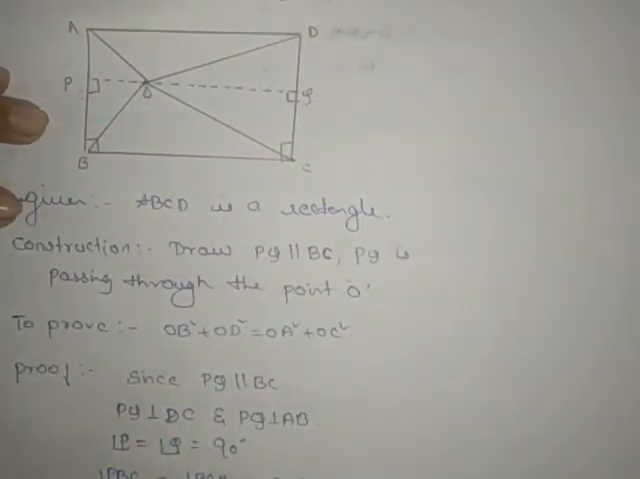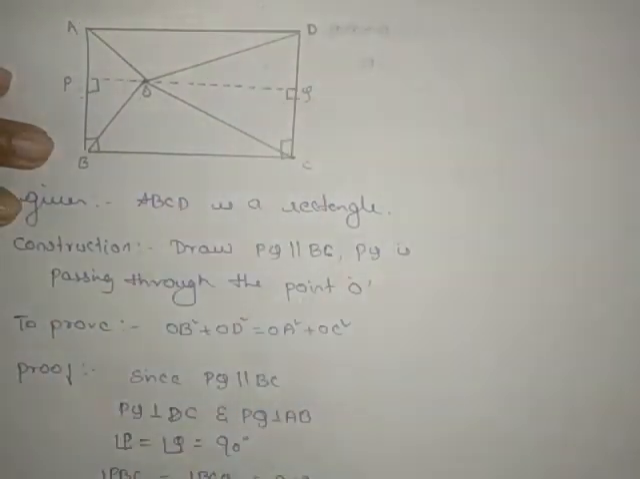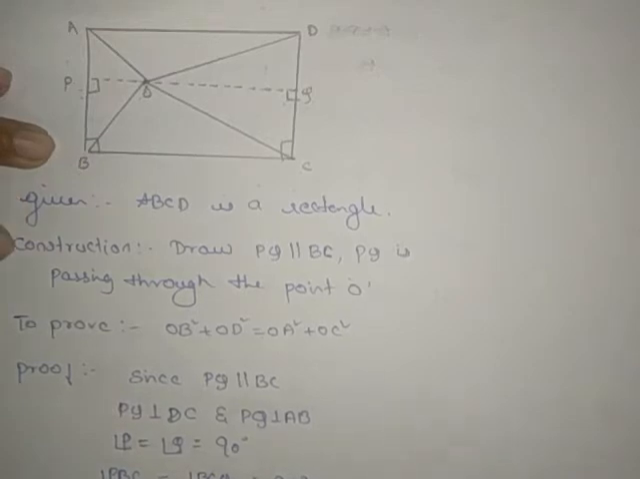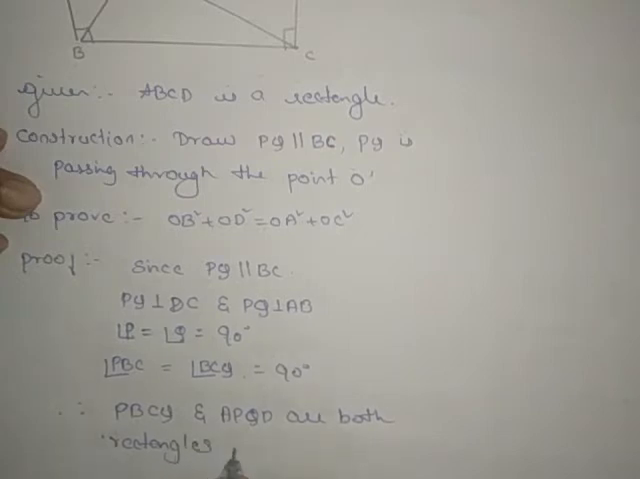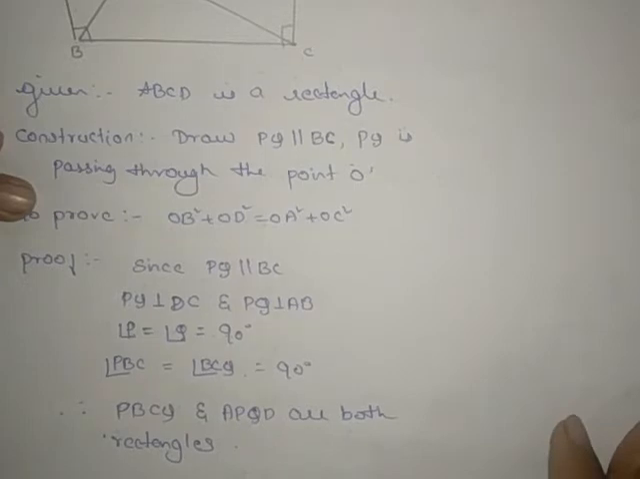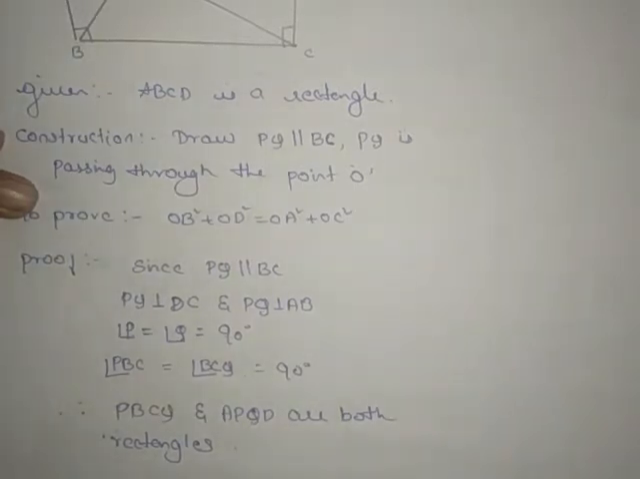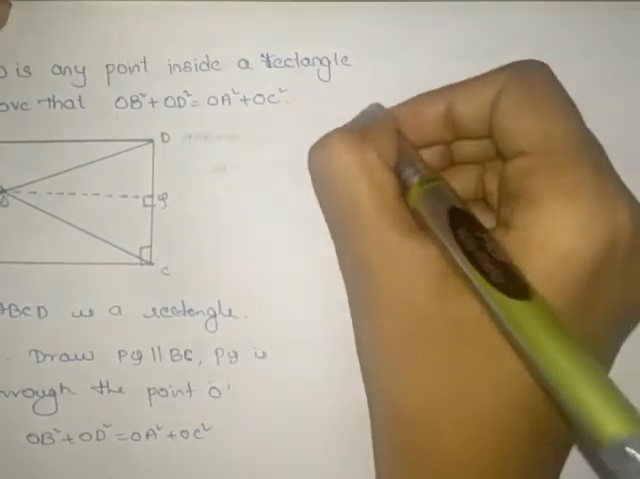So therefore PBCQ and one more, APQD, are both rectangles. Right? Now at the last step of this proof we want this information, so we proved it before only, right? So now we'll consider triangles.